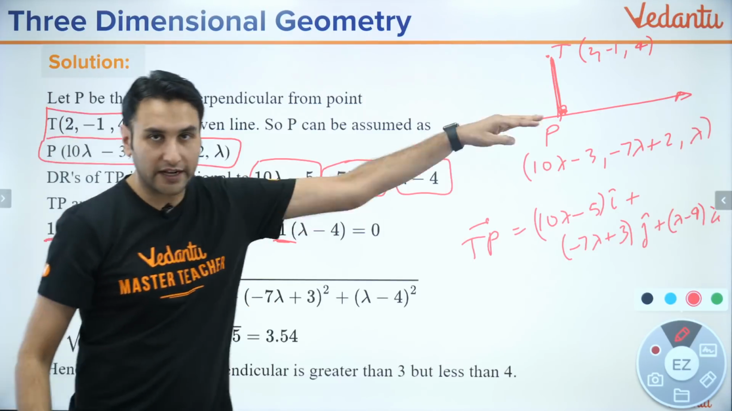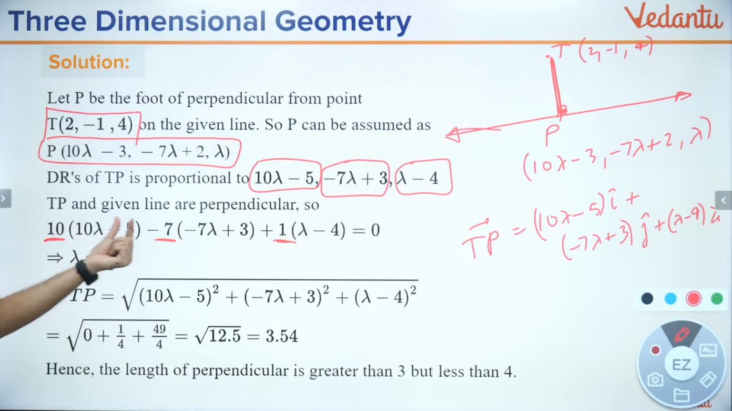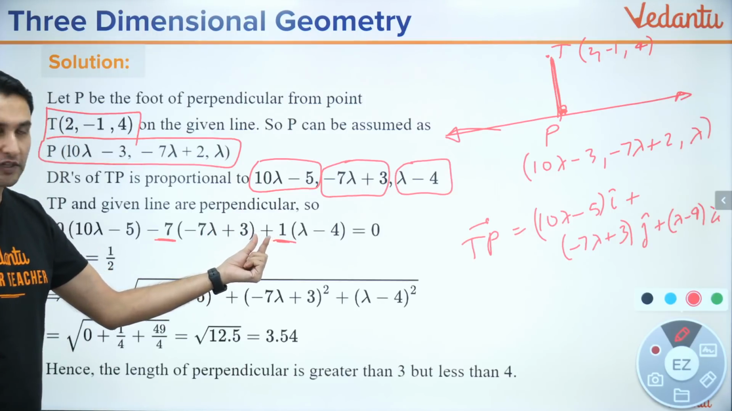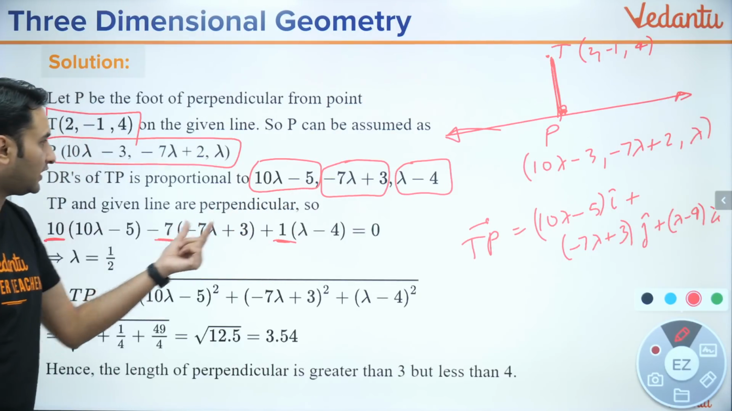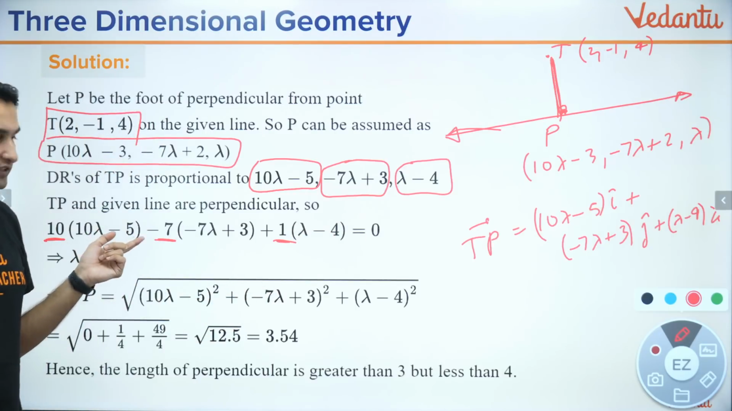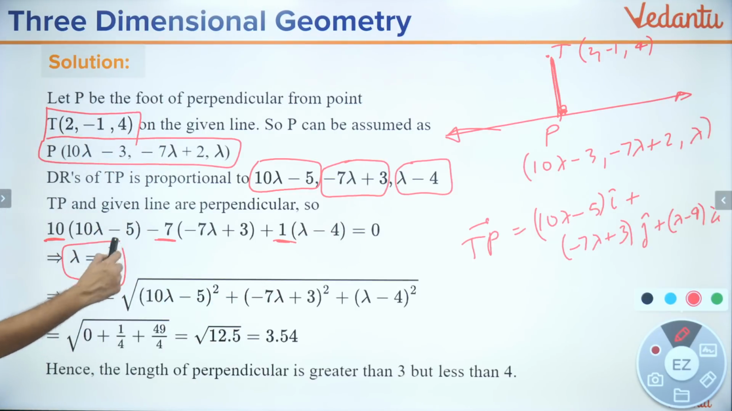विथ the direction of the line, that is 10, minus 7 and 1. Dot मतलब x and the x component of the direction multiplication plus y and y, z and z का multiplication is equal to 0. lambda आ जाएगा half as you guys said.